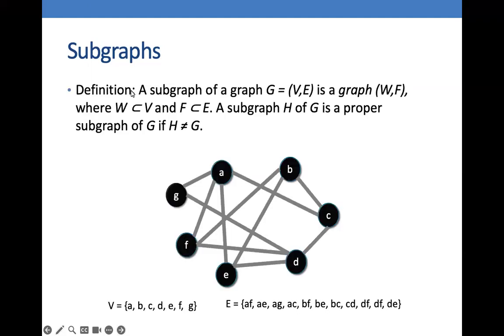Hi everyone, in this video, I am going to discuss subgraphs. So this is the formal definition of a subgraph.